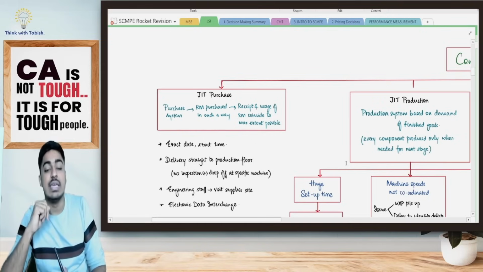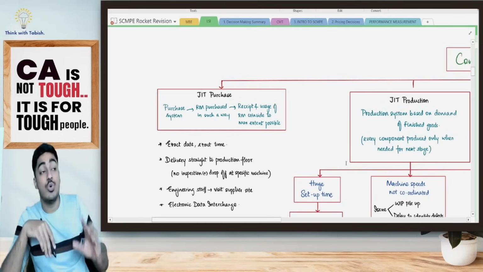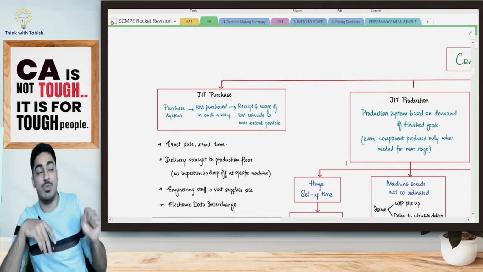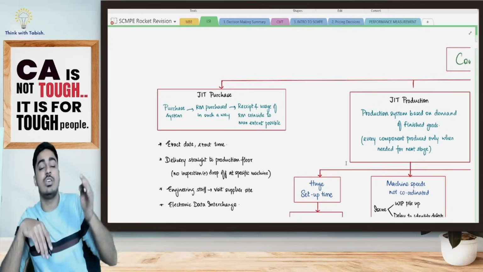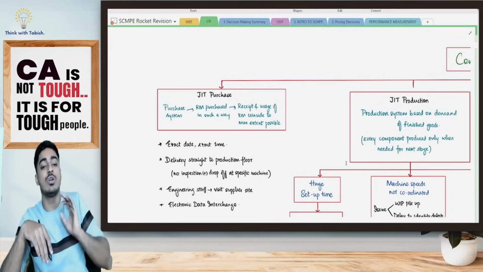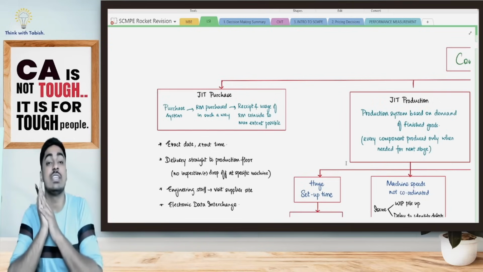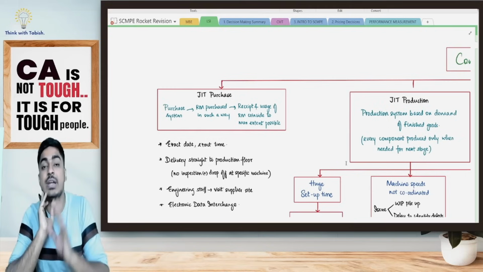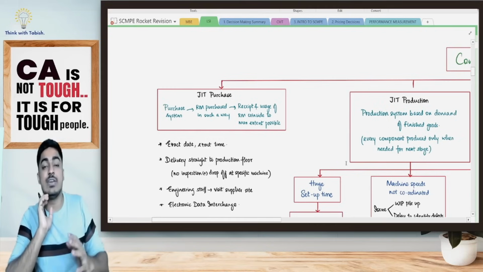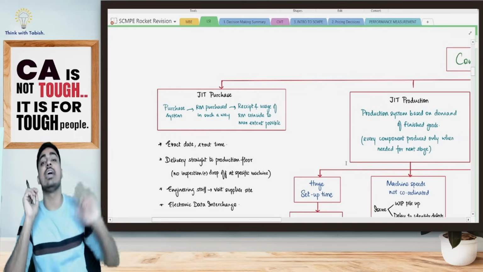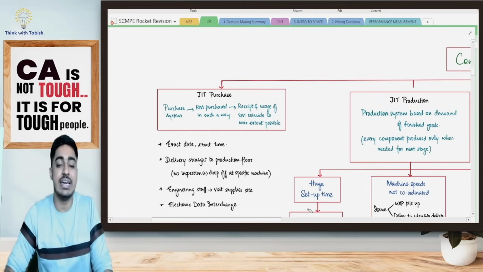Point number 3, the engineering staff should go and visit the supplier site. Because we are getting it exactly on time, we should be seeing if the supplier is in a position to give me high quality, defect-free goods or not. So my engineering staff will go and visit the supplier site. We are not inspecting the raw material. And finally, once we've selected the supplier, we'll be placing an electronic data interchange or an integrated ERP.